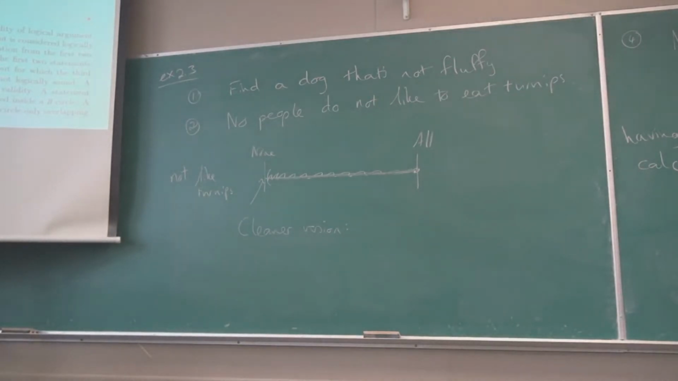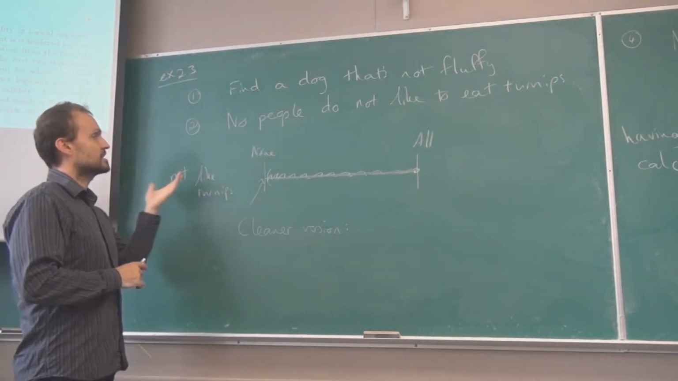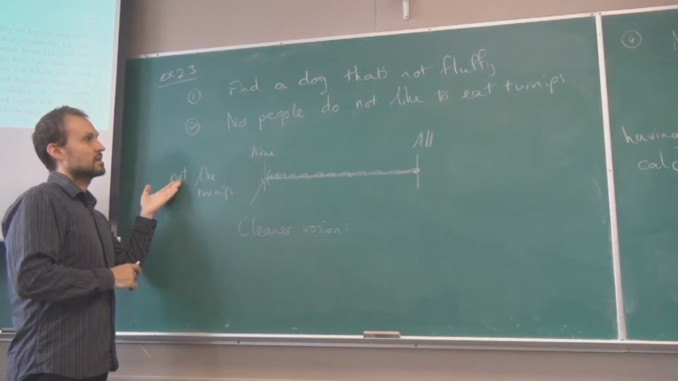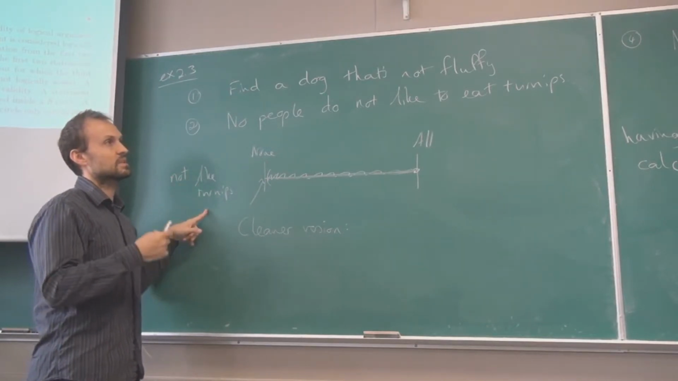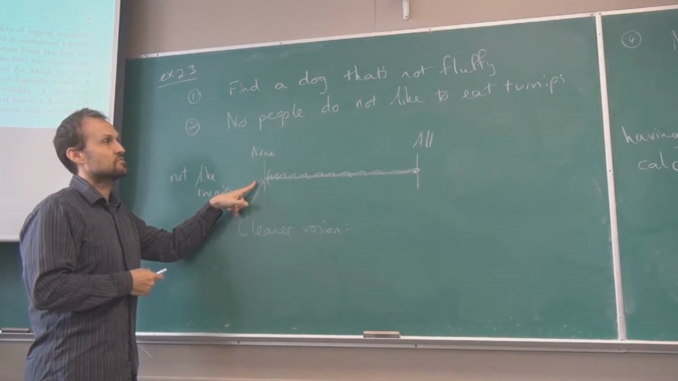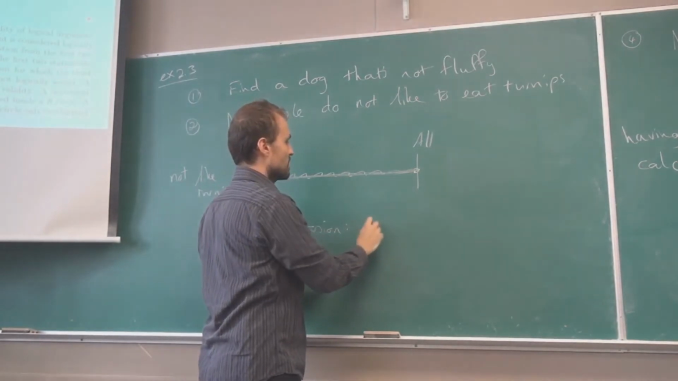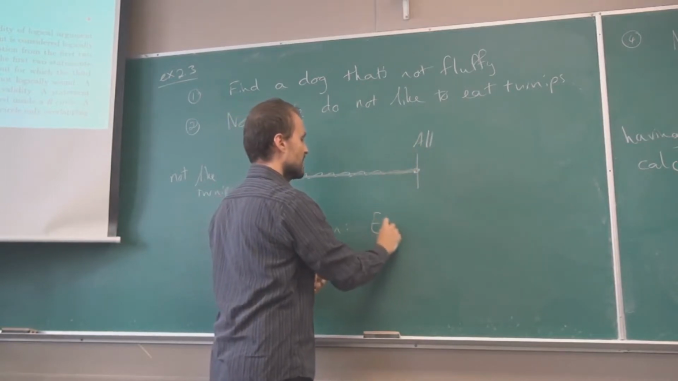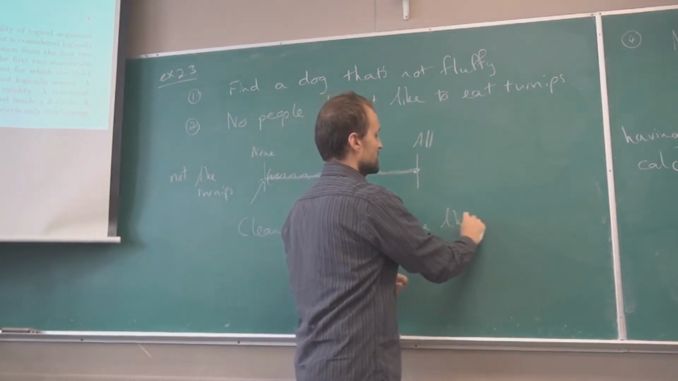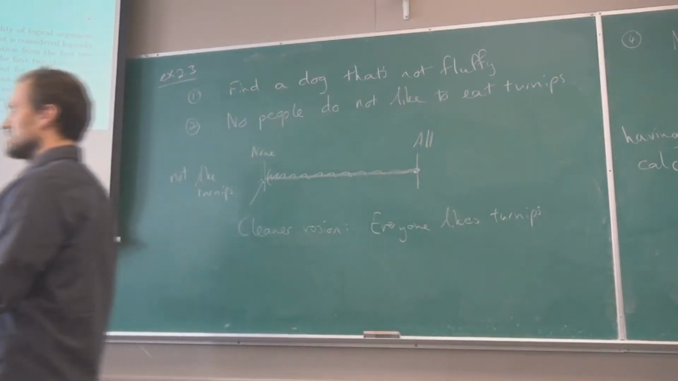We say, no people don't like. That's weird. It doesn't sound right at all. So I can phrase it with liking turnips instead of not liking turnips. If no one dislikes turnips, what does that mean in terms of liking turnips? Everybody likes turnips. So the two negatives cancel, and you can say it in many ways. Let's not use the word all. Say everyone likes turnips. The double negative cancels.